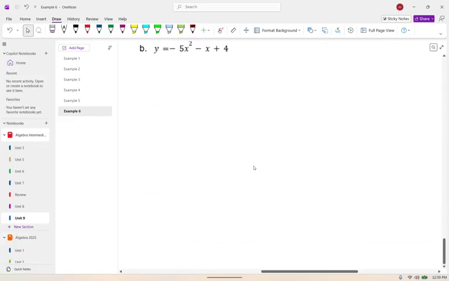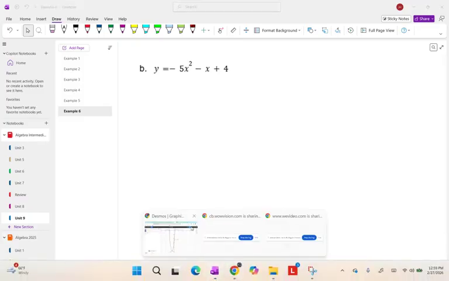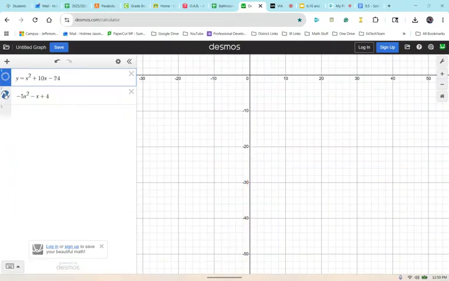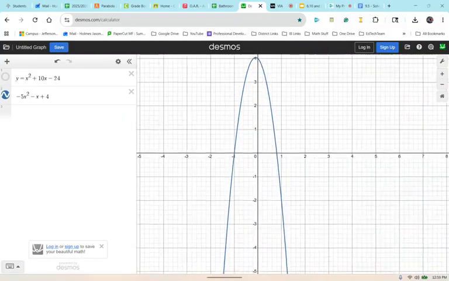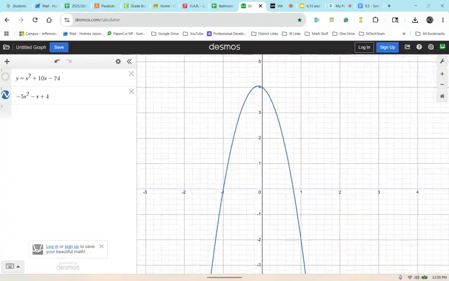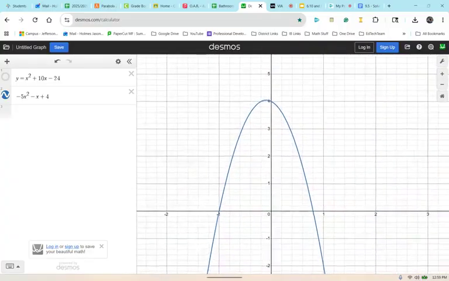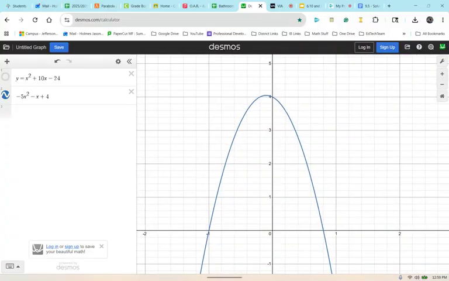So let's go ahead and go on to part B. So part B is negative 5x squared minus x plus 4. So we're going to come back over to Desmos. We'll get rid of this graph, and we'll put this graph on there. We're going to zoom in, and I want to zoom in kind of as close as we can to be able to see this.